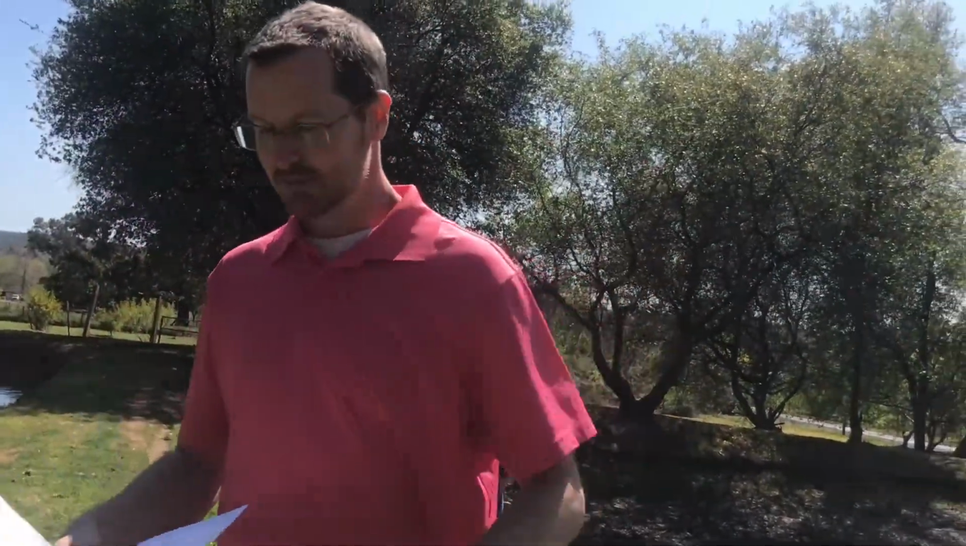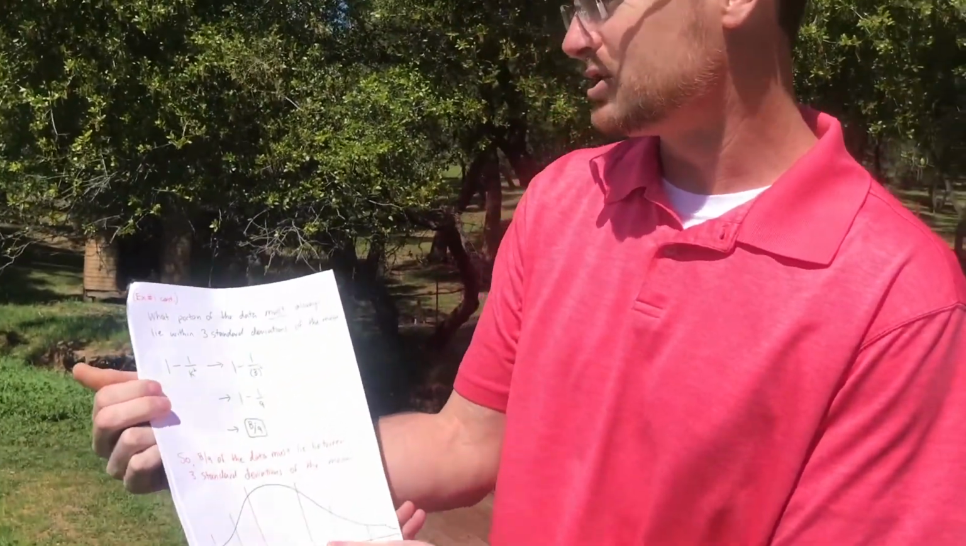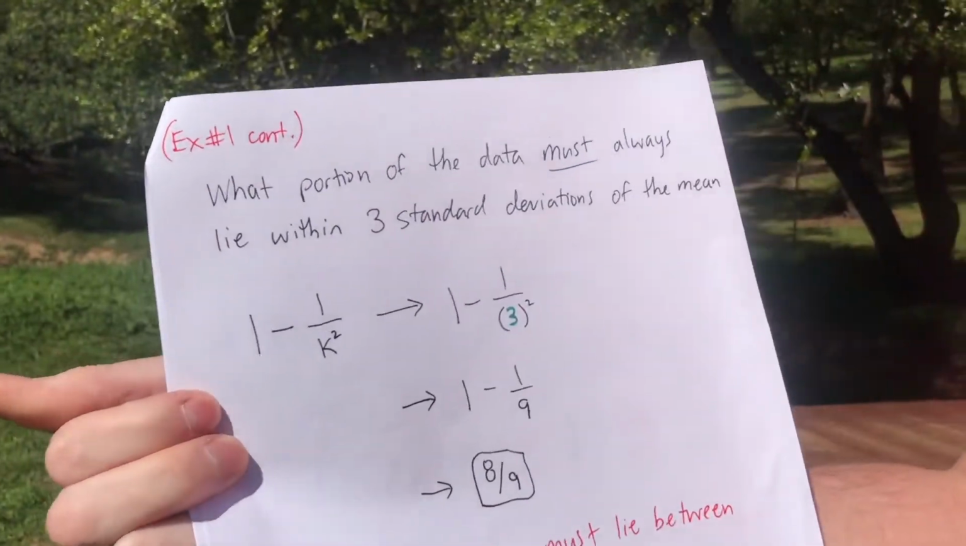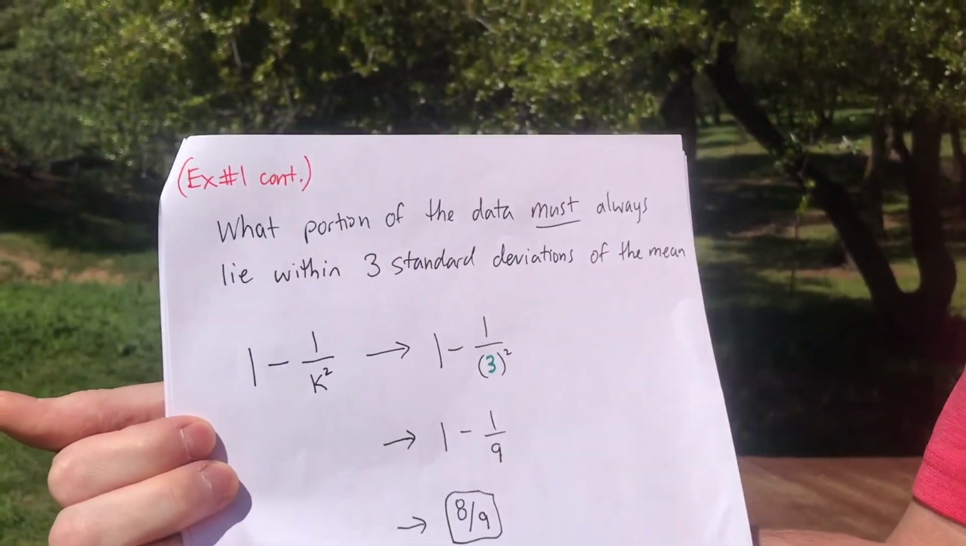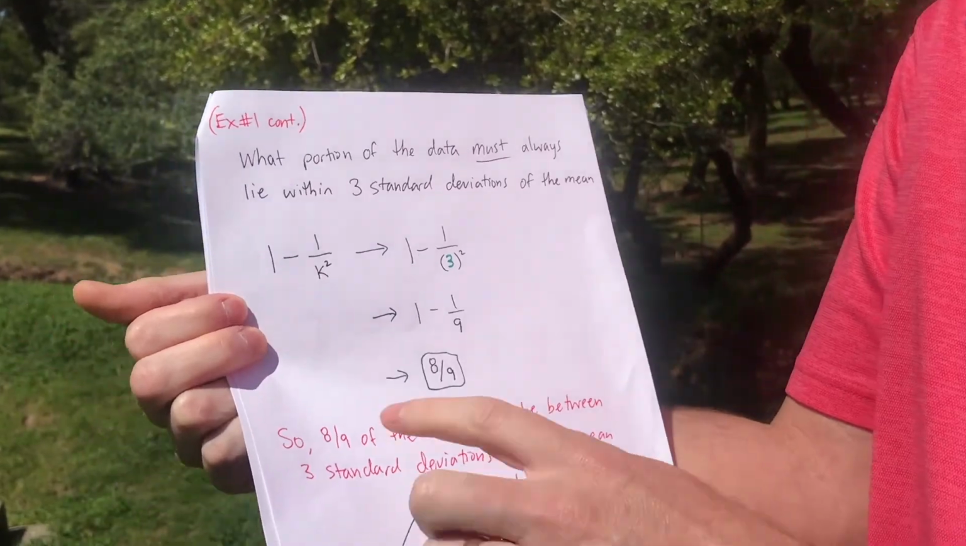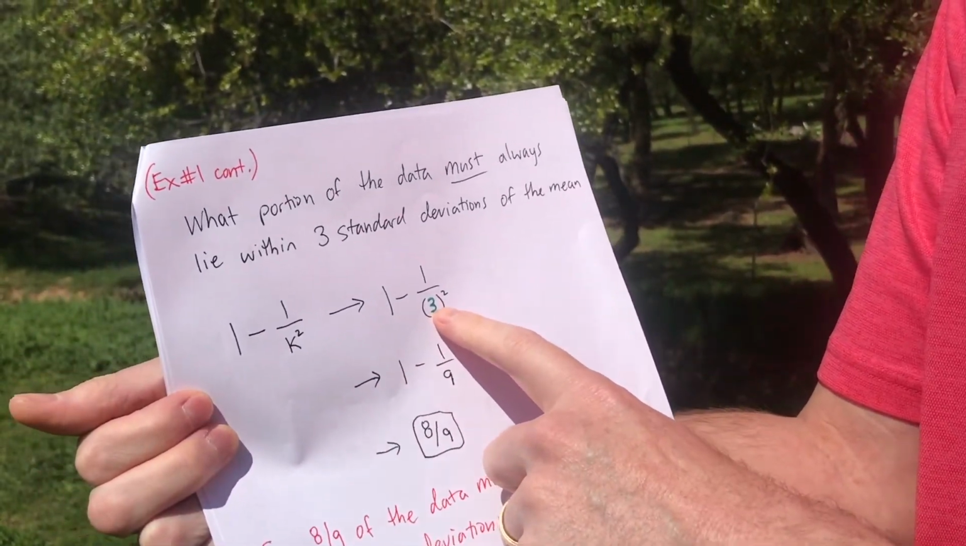And so actually, let me show you a little bit over here. I've got the sun looking like this. So example number 1 says, what portion of the data must always lie within 3 standard deviations of the mean? This is dealing with Chebychev's theorem. So what we do is we plug in the number 3, because I want to know 3 standard deviations out.